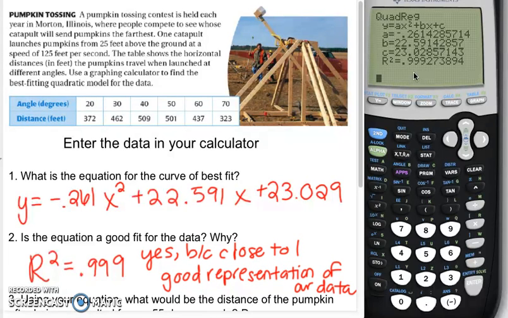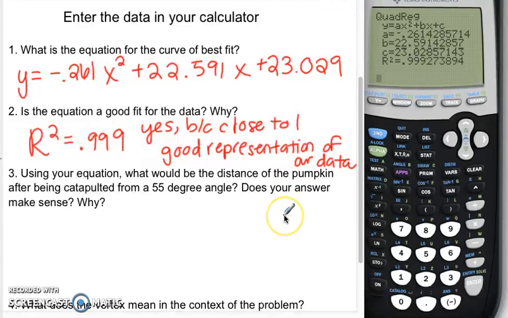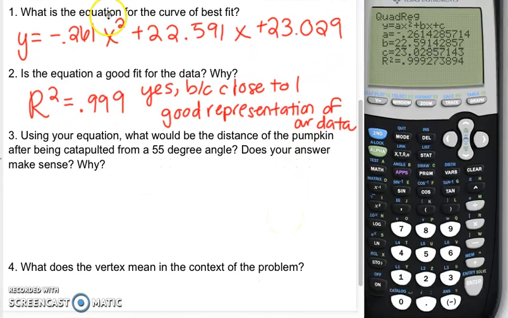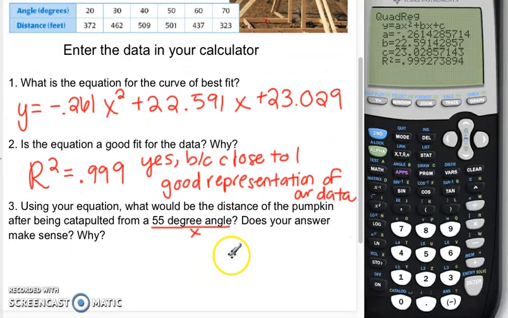Remember, if your r squared is very close to 1, that means this equation can be used to predict future events and be pretty accurate. All right, so all the hard work is done, so now we're going to answer some questions using our equation. What would be the distance of the pumpkin after being catapulted from a 55-degree angle? Typically we're going to be plugging in an x value, and the angle up here is our x value. So let's plug in 55.